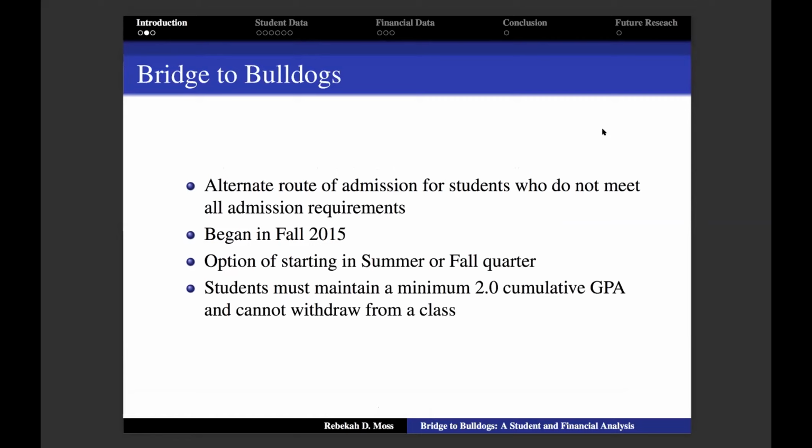Students have the option of starting in the summer or fall quarter depending on their math ACT scores. If the student has a 17 in their math ACT, they have to begin in the summer, while students with an 18 math ACT begin in the fall. And students in the program must maintain a 2.0 cumulative GPA. They can't withdraw from classes, and they also have to attend tutoring while they're in the program.